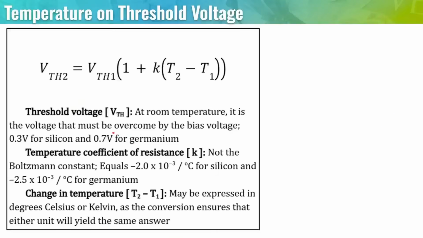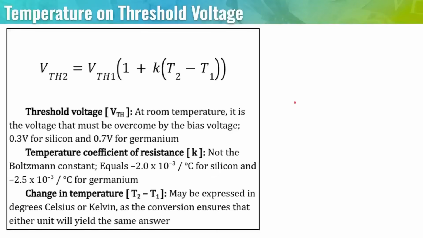Here's something that you should know. The threshold voltage, just like the voltage splitter earlier, can be changed. If the voltage splitter could be changed by the proportions, then the threshold voltage changes according to the change in temperature and the temperature coefficient. So it's just the same as earlier: the original value times something that modifies it.